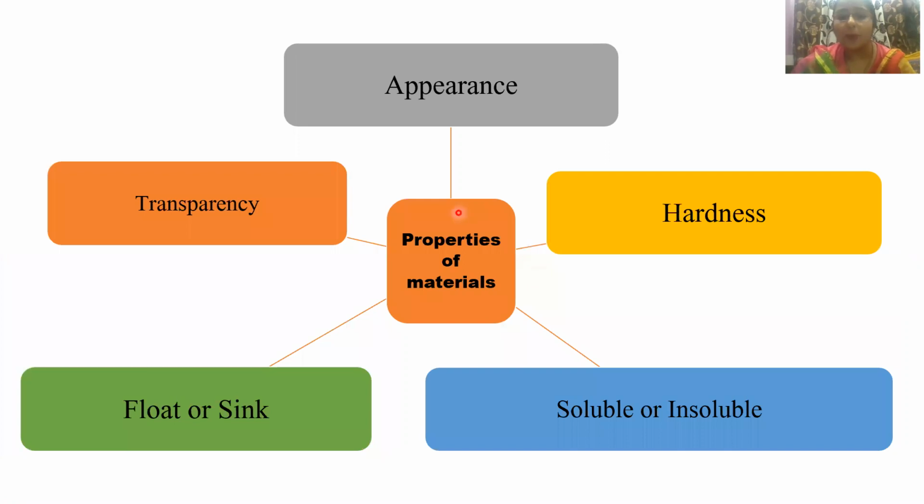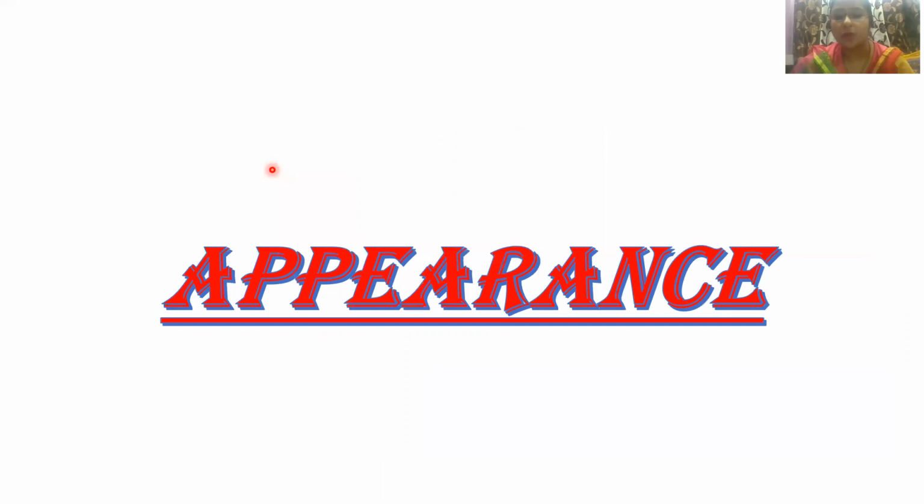Now we will see the properties of materials. So what are the properties? The first property is appearance, second is hardness, then soluble or insoluble, float or sink, and the last property is transparency. So let's begin with our first property, that is appearance.